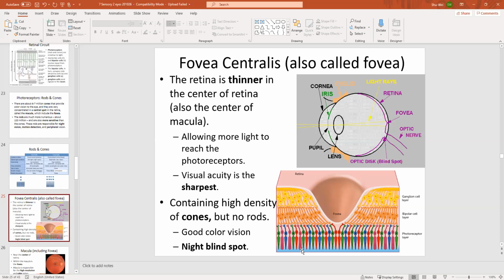So the imaging is sharpest in the fovea, which has the best acuity. The retina is thinner in the fovea as well. Cones are not good at night. This is the night blind spot, because it's not very good at detecting photons. It's good at color. So at night, vision down here is not good, but light can still be detected by the rods, so we can still see at night.